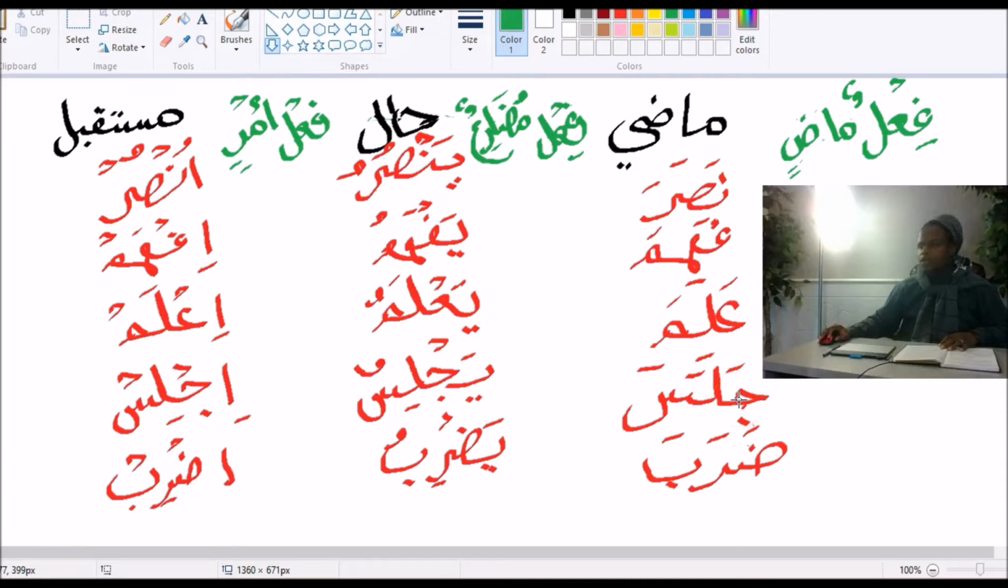Also, jalasa yajlisu ijlis. Jalasa is madi, yajlisu is mudari', and ijlis is amr. It means to sit. He sat, he is sitting, sit. Also, daraba yadribu idrib. It's he hit, he is hitting, and hit or strike.